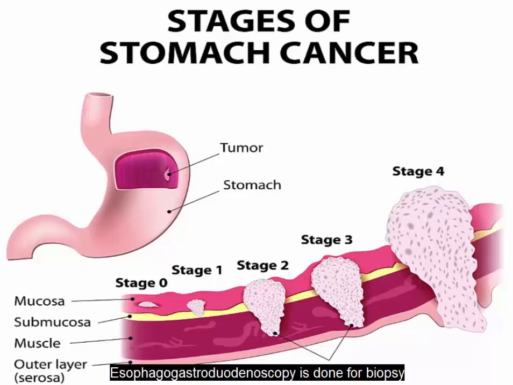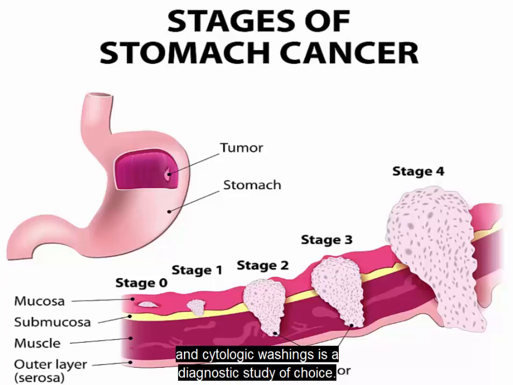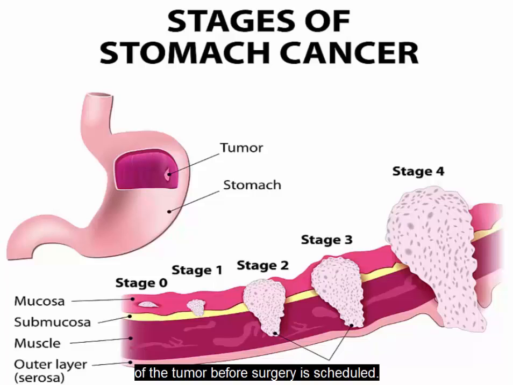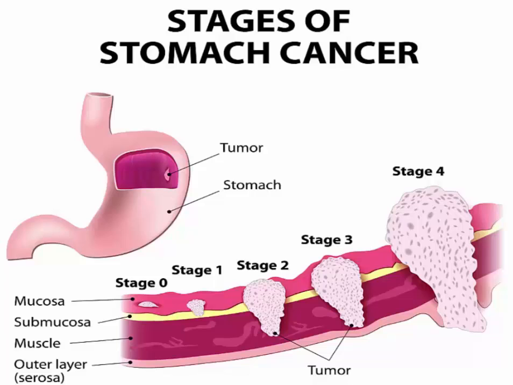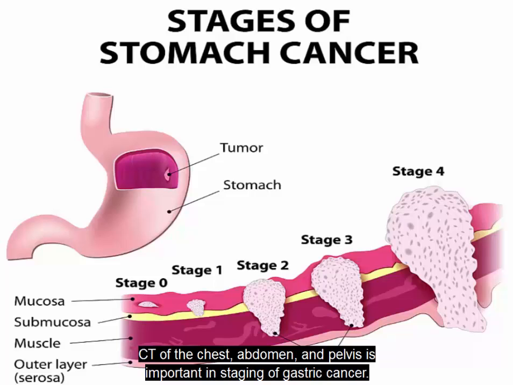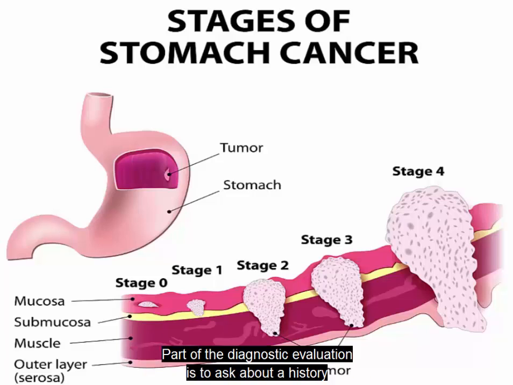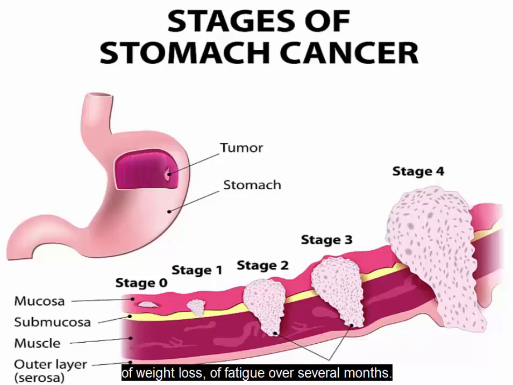Esophagogastroduodenoscopy is done for biopsy, and cytologic washings is a diagnostic study of choice. The CT is a diagnostic study to assess for surgical resectability of the tumor before surgery is scheduled. CT of the chest, abdomen, and pelvis is important in staging of gastric cancer. Part of the diagnostic evaluation is to ask about a history of weight loss or fatigue over several months.